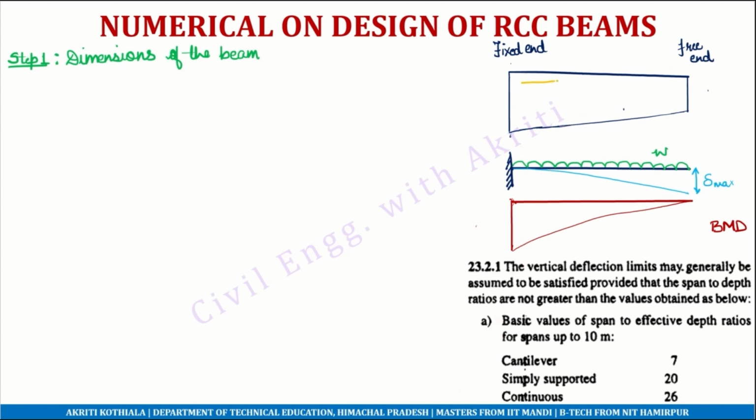So the reinforcement which we'll be providing will be the tension reinforcement, and on the bottom part of the beam the reinforcement which we'll be providing will be either anchor bars, or if it is a doubly reinforced beam then it will be your compression bars. So that depends on the load.